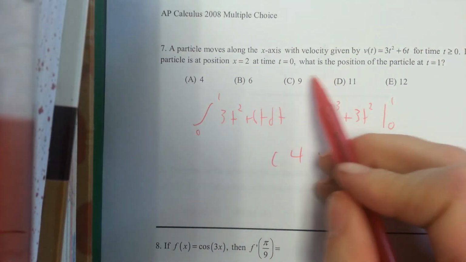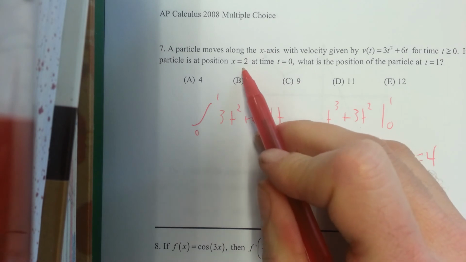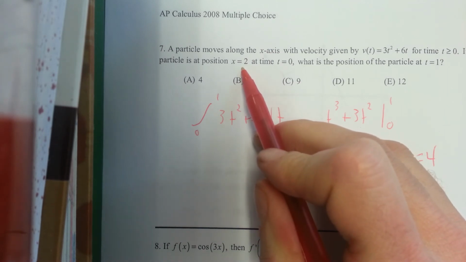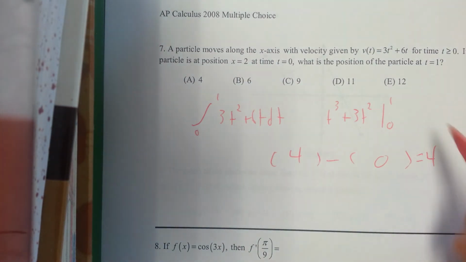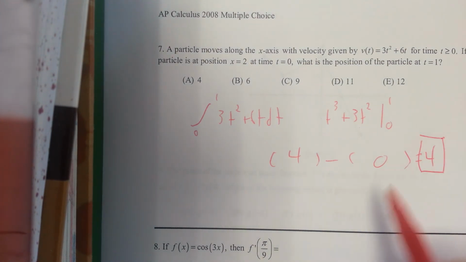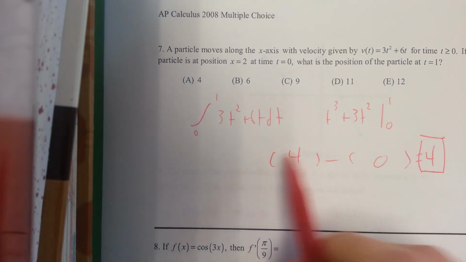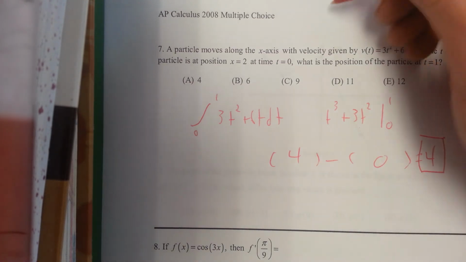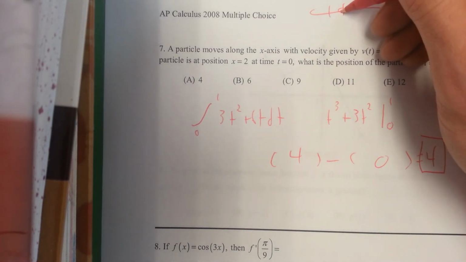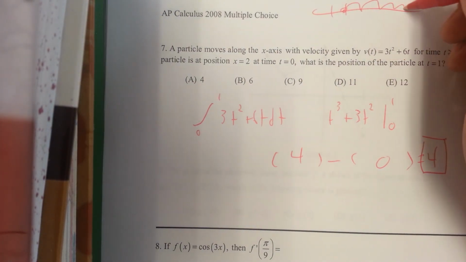It starts at time t equals 0, it starts at 2. Now we want the position at 1. Well, the displacement is 4. That's not where it ends up. That's what the displacement is. So it started at 2. The displacement was 4. That means it started at 2, like, oh, hey, I'm here, if you can see that. And then it went over 4 more. So it ended up at 6.